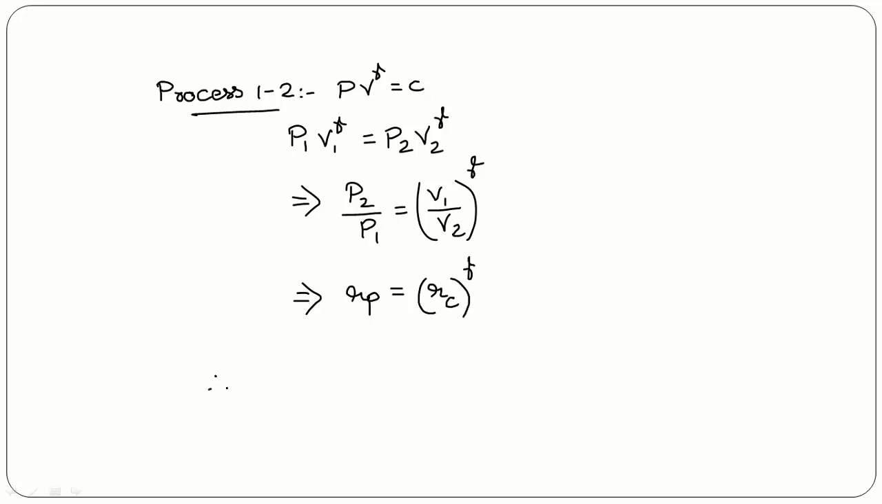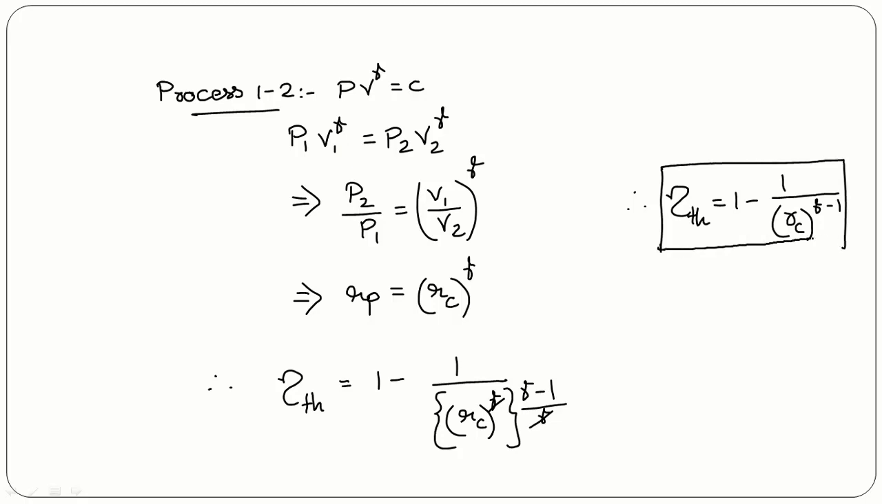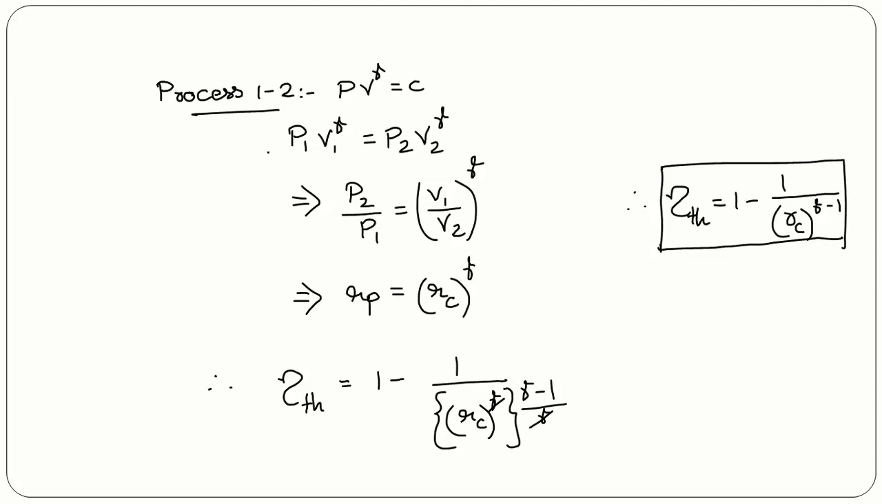So therefore we can write the thermal efficiency as 1 minus 1 by, instead of Rp, Rc to the power gamma whole to the power gamma minus 1 by gamma. So these two will get cancelled. So therefore finally the thermal efficiency is 1 minus 1 by Rc to the power gamma minus 1. So this formula will be similar to that of Otto cycle efficiency.